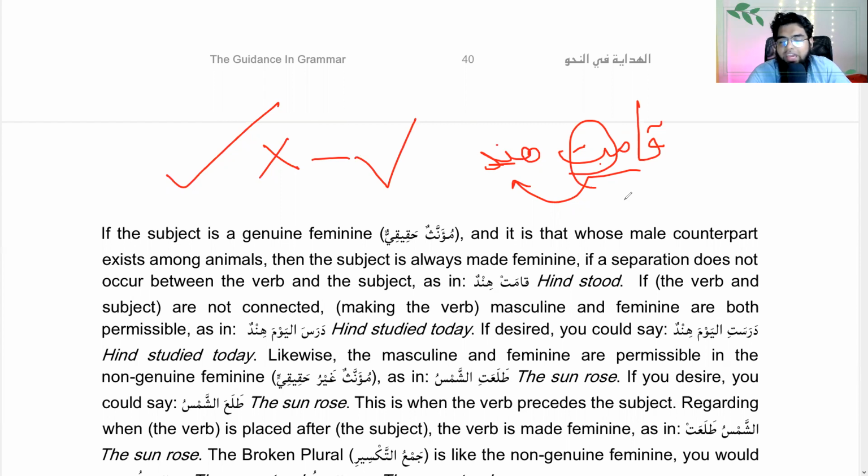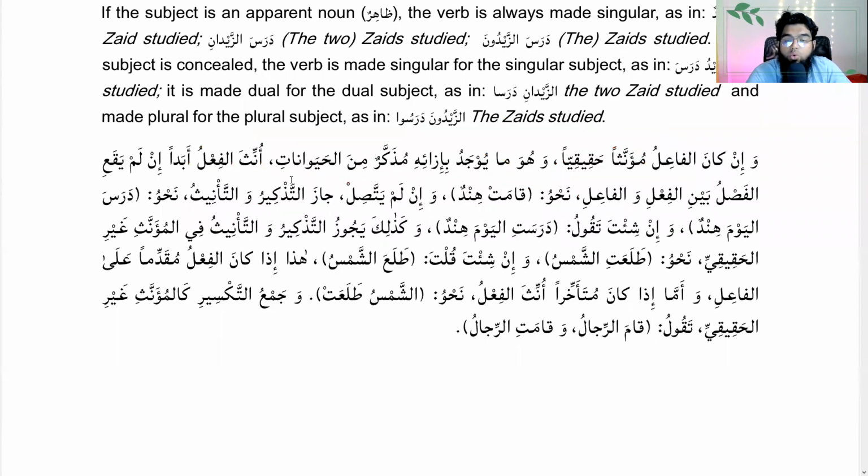Qamat Hindun. Hind stood. Why not masculine? Because Hind is a girl, no? And there's no gap between them. So you have to use feminine, unnithal fi'lu abada. The verb should be feminine, obviously. Like Fatima too. Fatima went. So I have to say dhahabat Fatima too.